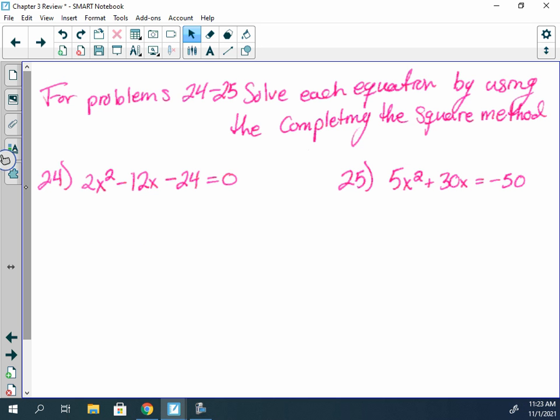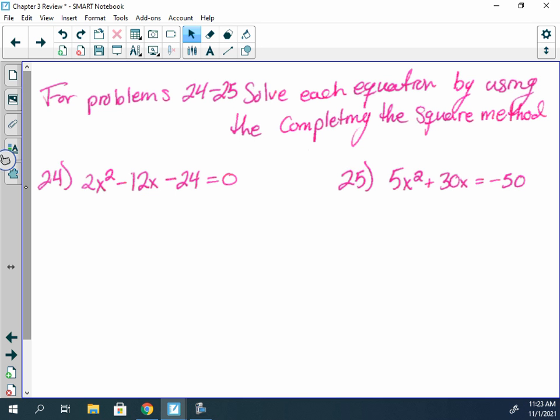Questions on 24 or 25? 25, yes. So here, we want to solve each equation by using the completing the square method. There are going to be a few of these on the test where it specifically asks for a specific method for you to solve. So you need to solve it by using the completing the square method.